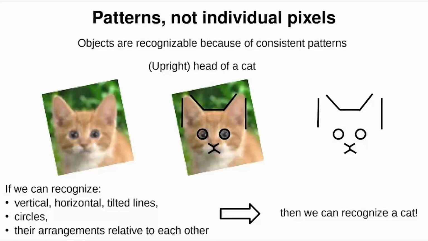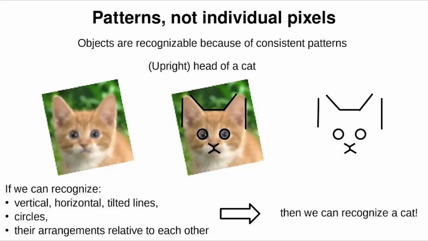Let's say you wanted to recognize the upright head of a cat. All such heads will have certain characteristic features. For instance, the outer edges of a cat's ears are almost vertical lines, and the inner edges of the ears are lines that are tilted at a certain angle, perhaps close to 45 degrees. These lines are connected by the outline of the top of the head, which is nearly horizontal.